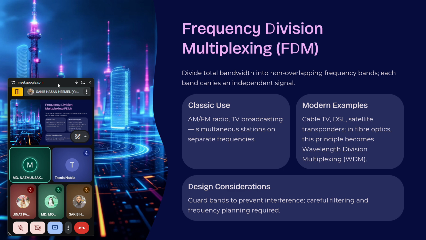In modern systems, FDM is used in cable TV, DSL internet, and satellite communication. In fiber optics, it is called wavelength division multiplexing. To avoid interference, we use guard bands, filtering, and proper frequency planning.